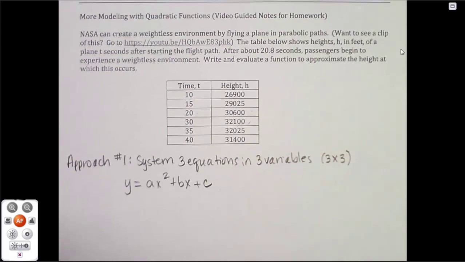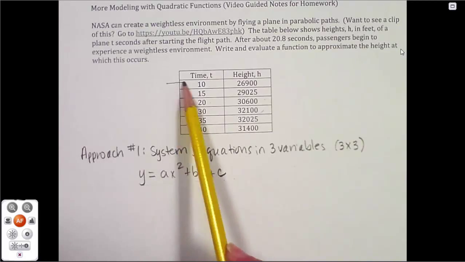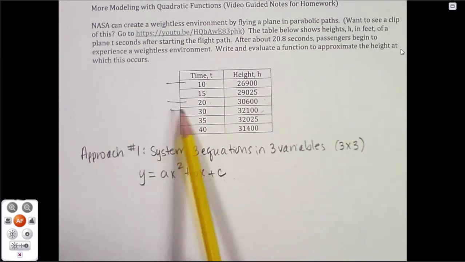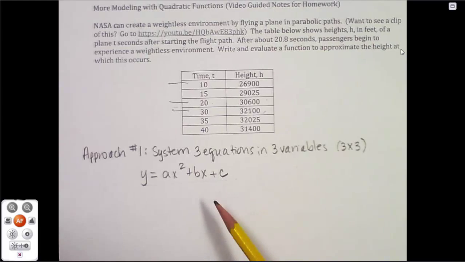Keeping in mind that our general form of a quadratic equation for a parabolic path is y equals ax squared plus bx plus c, we're going to plug in those three xy pairs to get our system to solve to find a, b, and c. So here we go.